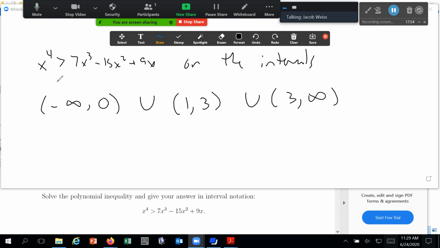So since this is greater than, if this were a greater than or equal to here, we could just go from 1 to infinity, but it's not. So we have to leave it like this, all right?